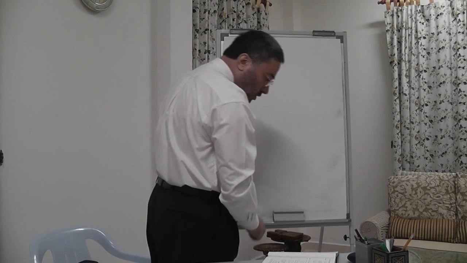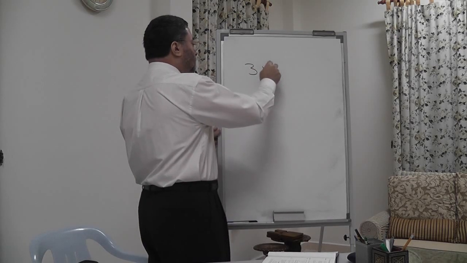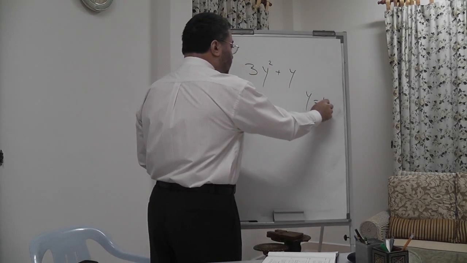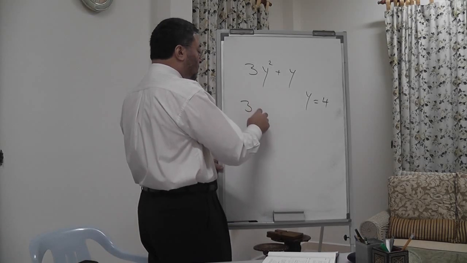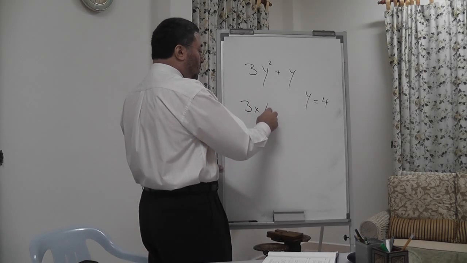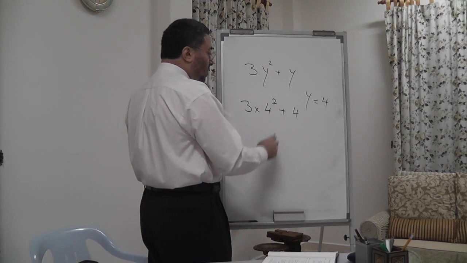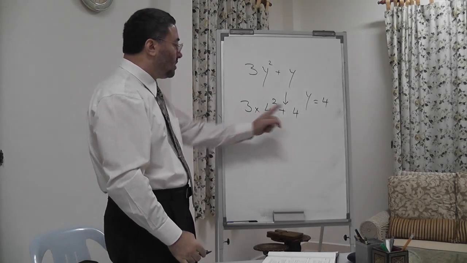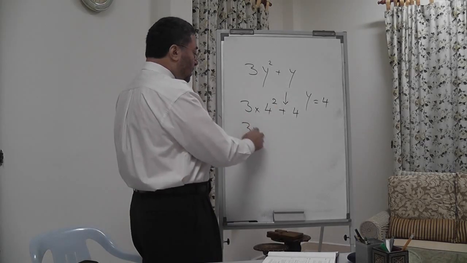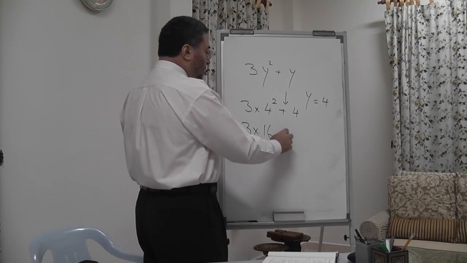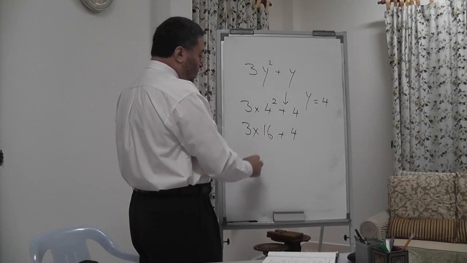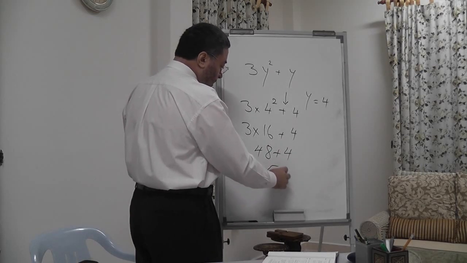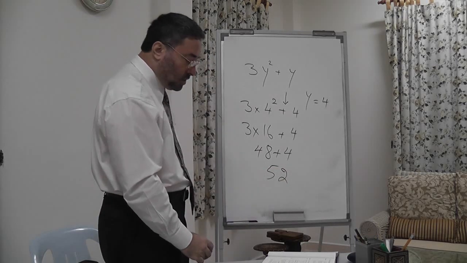Number 42, 3y squared plus y, for y equals 4. Again, we replace y with this value, so this is 3 times 4 squared plus 4. This is going to be done at the end. First we do this, then the multiplication, then we do the addition. So 3 times 4 squared is 16 plus 4. 3 times 16, that's 48 plus 4, and that's after the addition, the sum is 52.